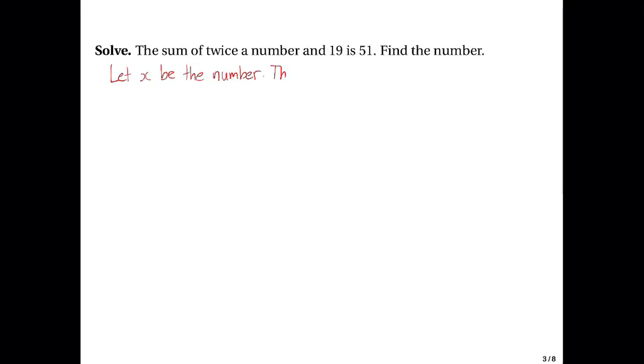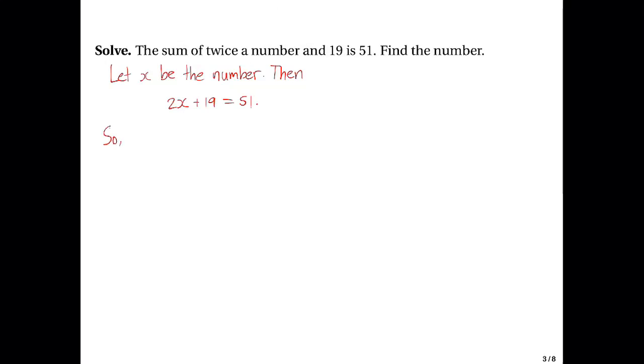Then we look at this: the sum of twice a number and 19. Meaning we add 2 times that number plus 19. So this is the sum of twice the number and 19. According to the situation, this must be equal to 51. So this is our working equation, and now all we need to do is to solve for the value of x, very similar to the situation from the last problem.